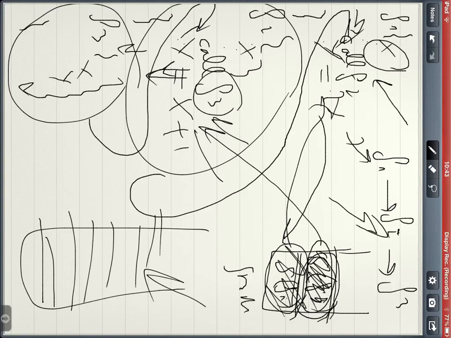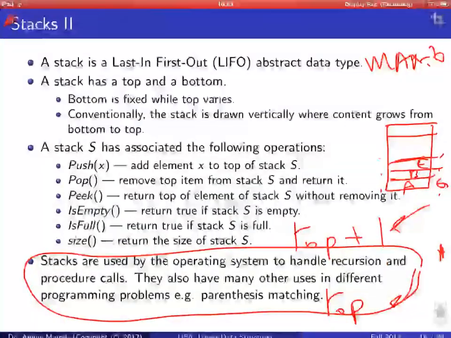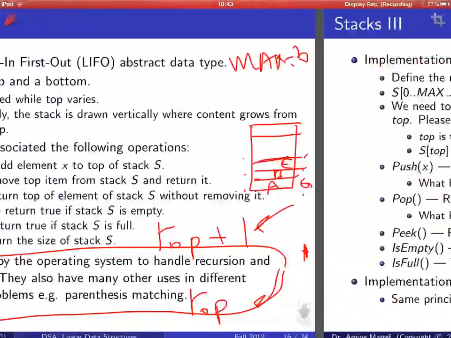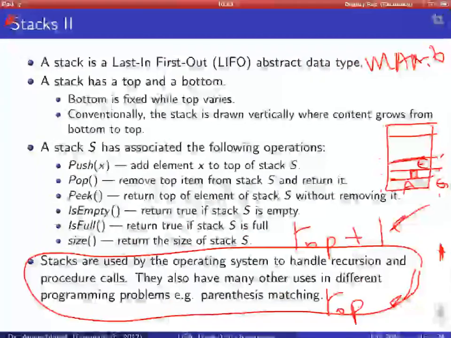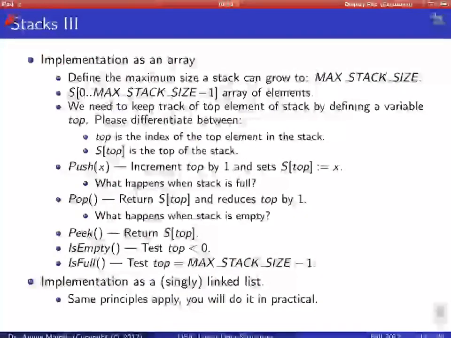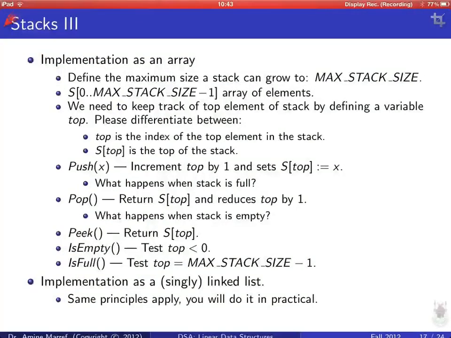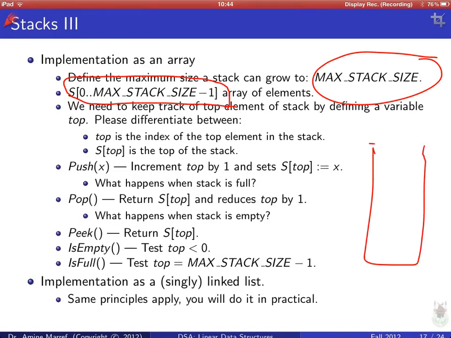Now peek is easy. We just return S of top. For is empty, we check if top equals -1, and for is full, we check if top equals max -1. So this is the stack in operation, and now we move on to queues.